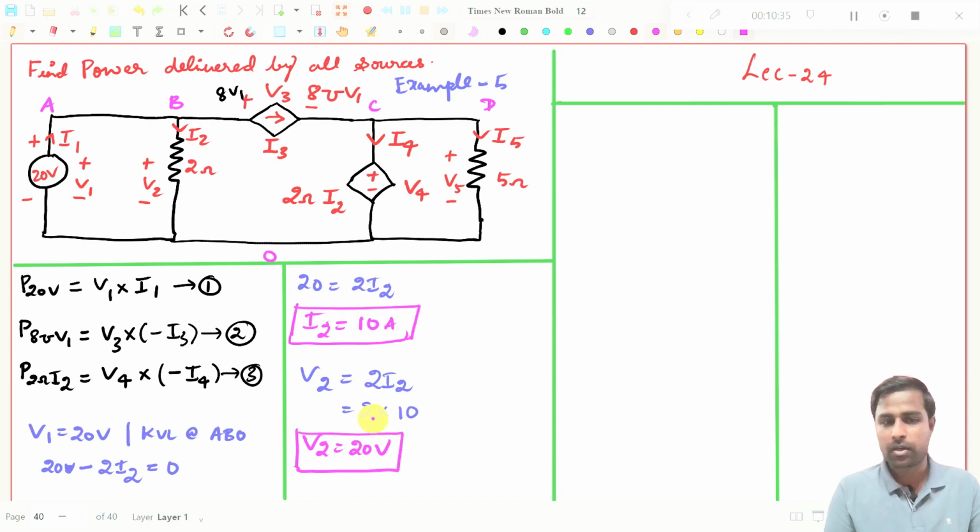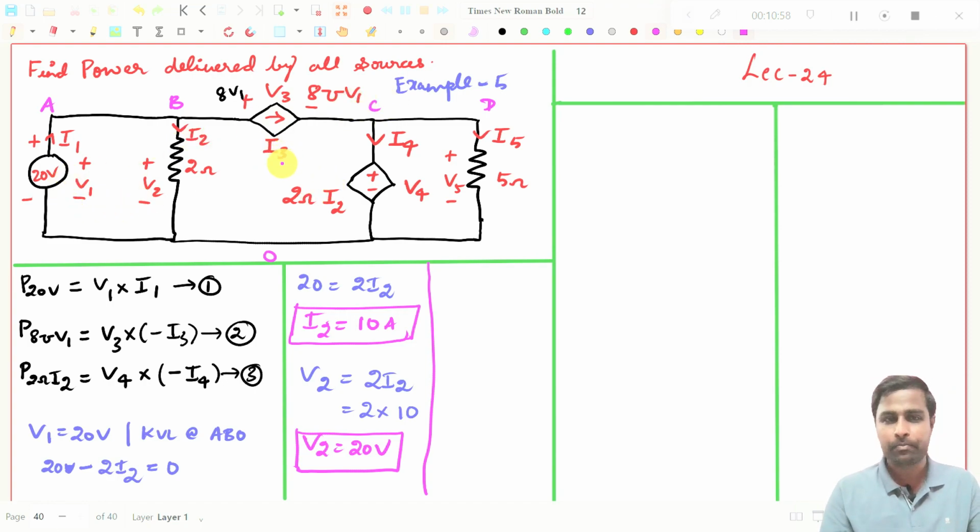V2 should be what? 20 volt. Obviously it has to be 20 volt, right? So you see, I will write here. So V2 and I2 have been found, right? Now what I need to do, I need to find what is this I3, because I3 is not given directly. Somehow it depends on the V1 voltage source. So it is very easy also.